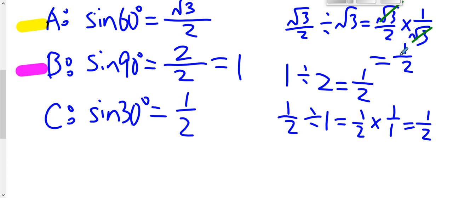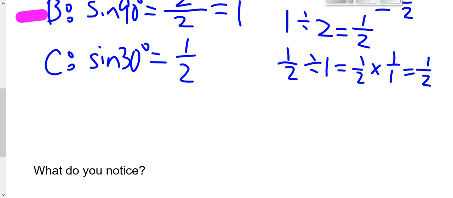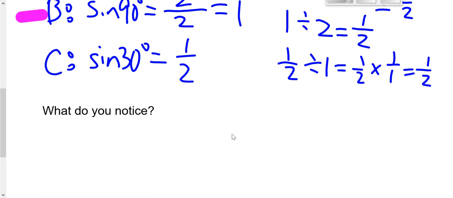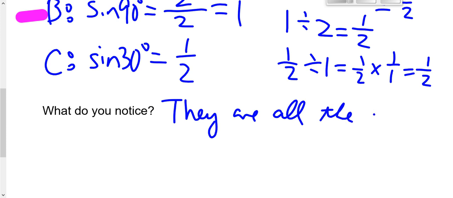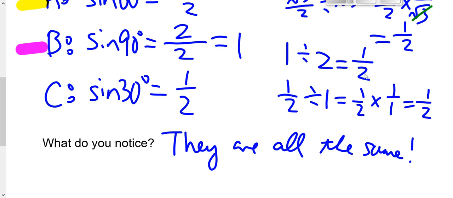Now if you look at this, hopefully you don't think that this is a coincidence. Next thing, what do you notice? They are all the same. So what does that mean? If you take the sine ratio of an angle divided by its own side length, then they are all the same. In this case, 1/2. You don't have to memorize 1/2.